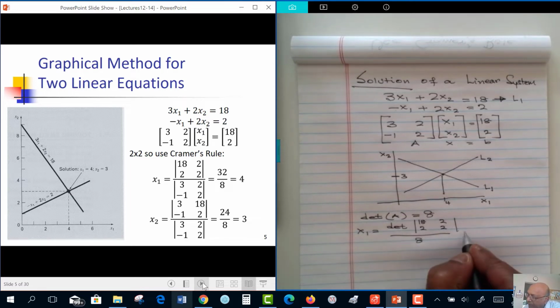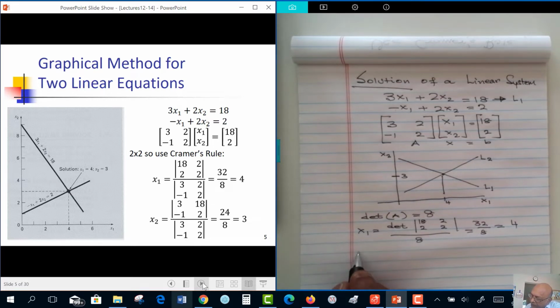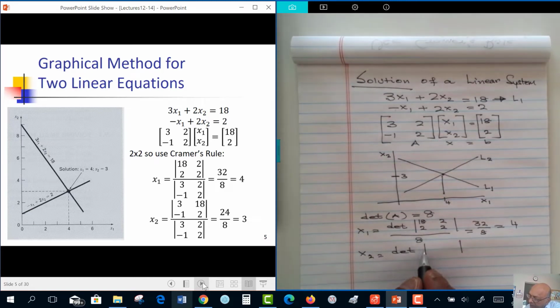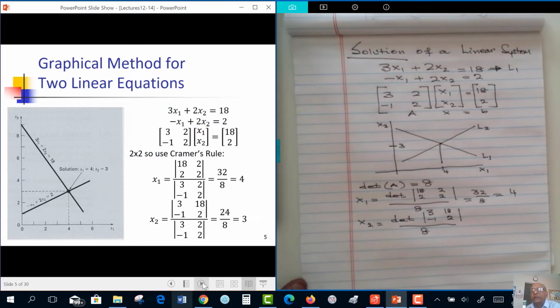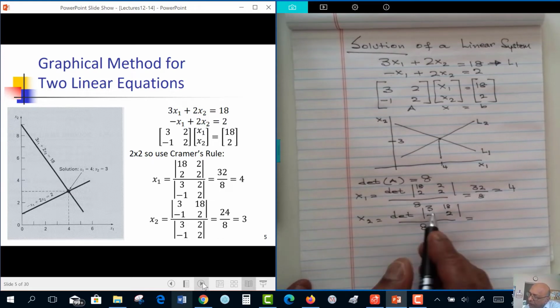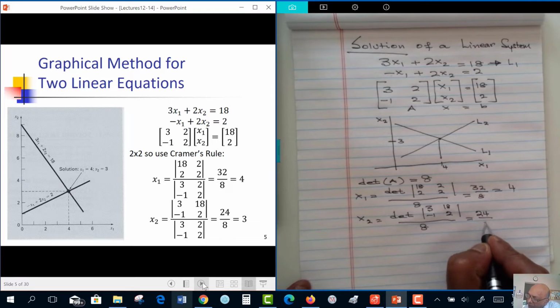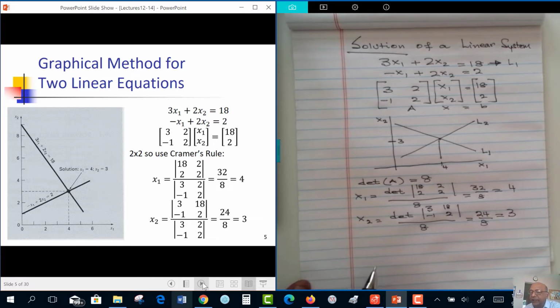Divide by 8. So this is 36 minus 4, 32. So we get x1 is 4. Let's look at x2. For x2, we'll replace the second column of A by B. So this will remain same. This will become 18 and 2. Divide by 8. So 3 times 2 is 6, plus 18 is 24. Divide by 8 and we get 3.